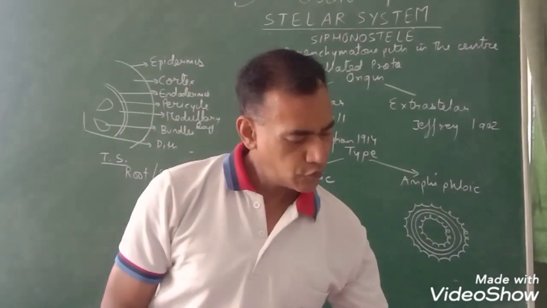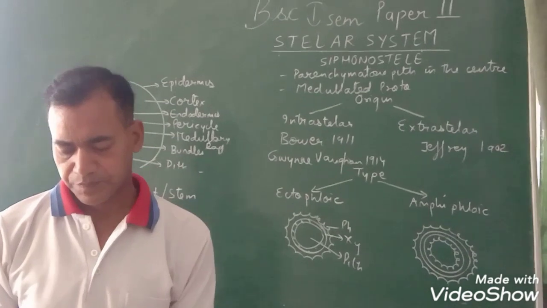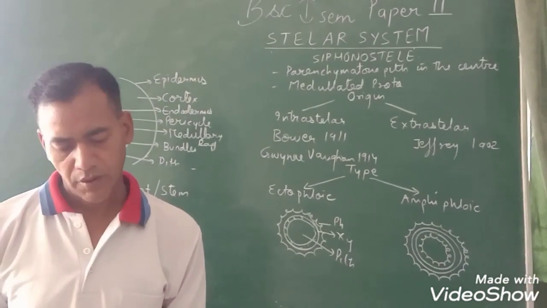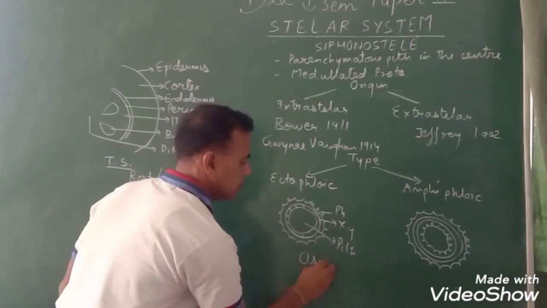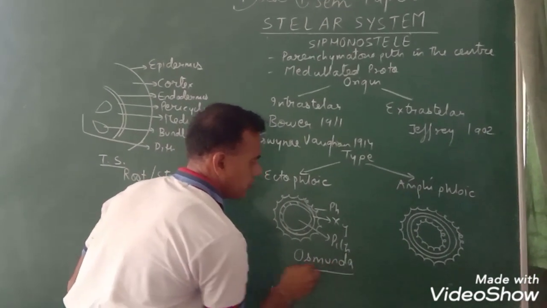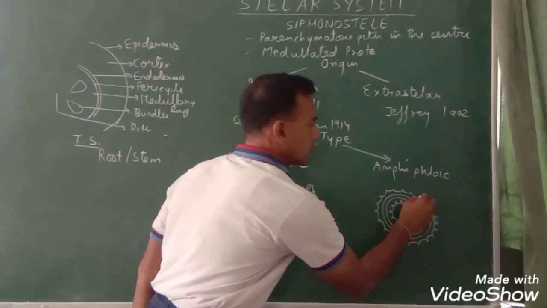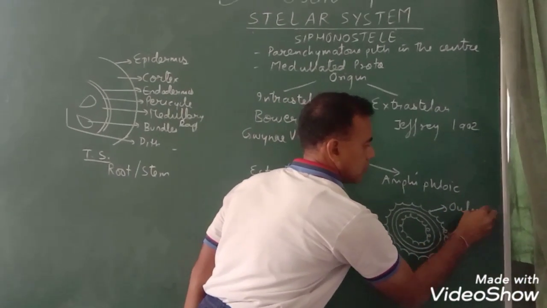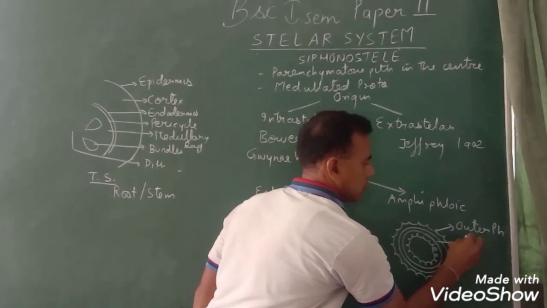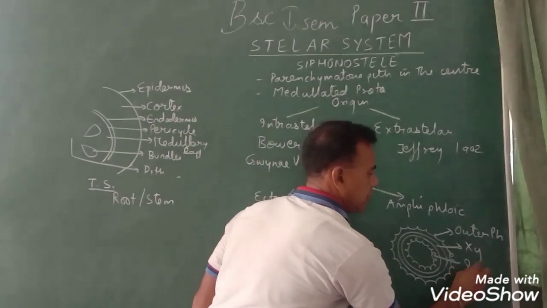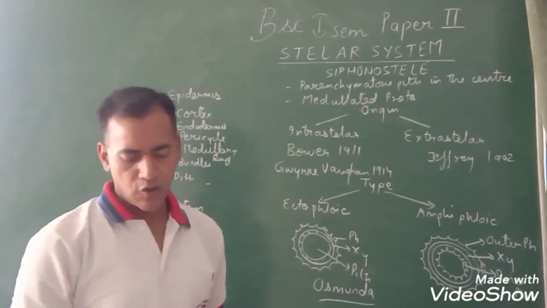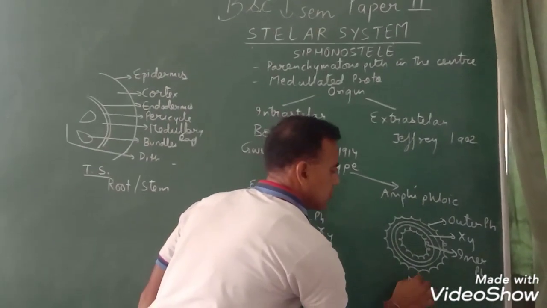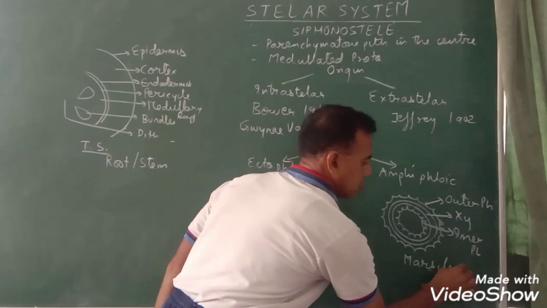The ectophloic siphonostele is very common in Osmunda, and the amphiphloic, with outer phloem, xylem and inner phloem, is very common in the Marsilea rhizome.